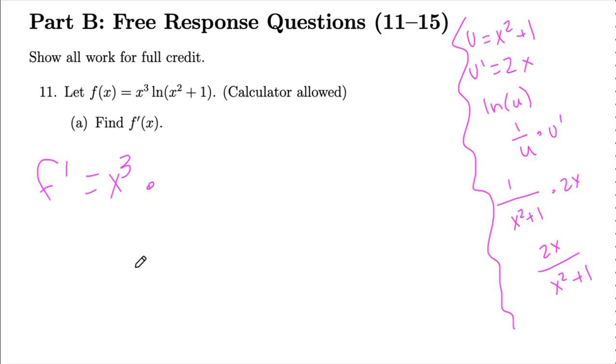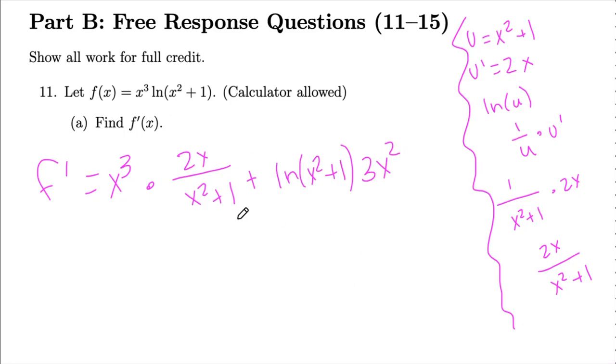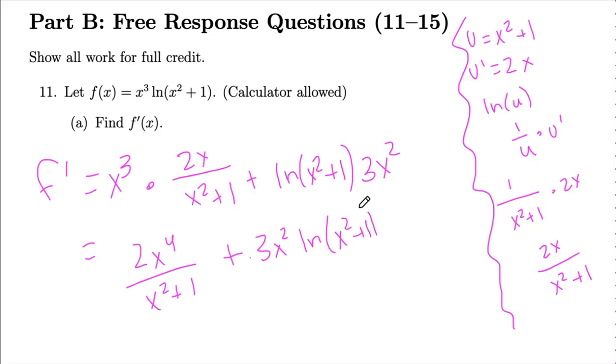So going back to the product rule, we have first times derivative of the second plus the second times the derivative of the first term, which just using the power rule there gives us 3x squared. Now we just have to go ahead and clean up and simplify this big mess we have. So for our first term, we would get x cubed times 2x, which gives us 2x to the fourth over x squared plus 1, plus 3x squared times natural log of the quantity of x squared plus 1.